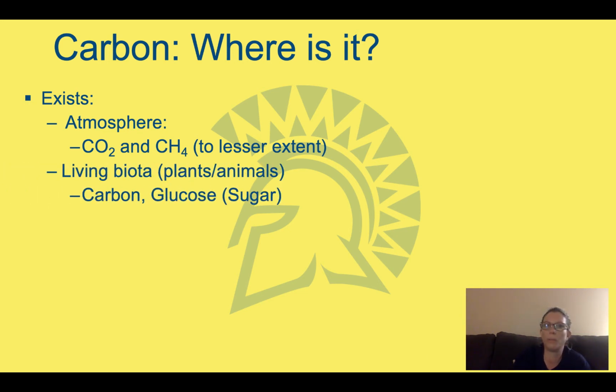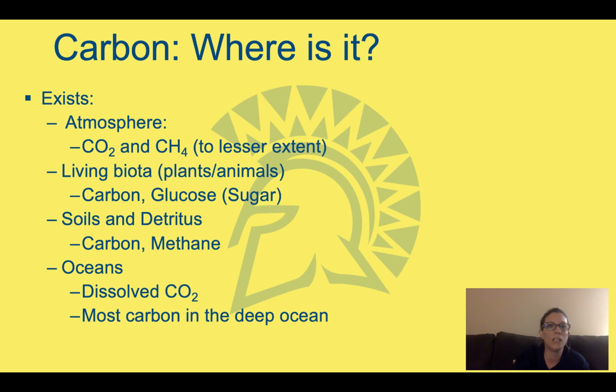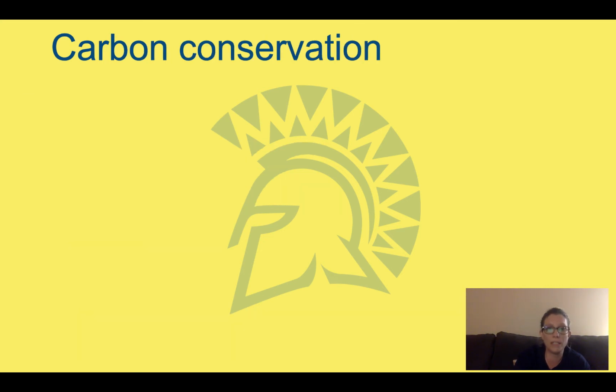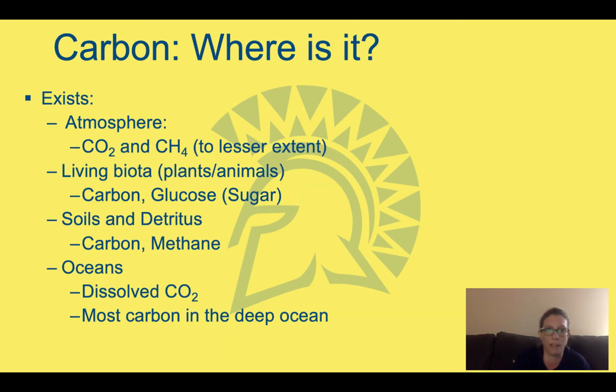We also have plants and animals, also in sugar, soils and in methane. We also find the carbon in the oceans as dissolved CO2, and most carbon is in the deep ocean itself.